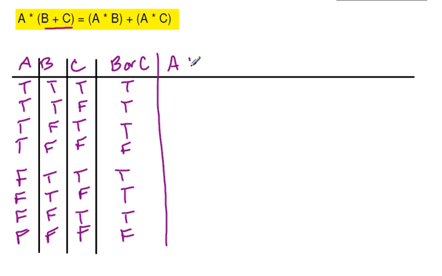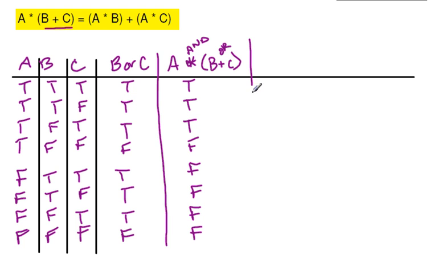A and B or C. So remember, this is and, and this is or. When I look at A and B or C, true and true gives me true, true and true gives me true, true and true gives me true, but the rest of these, true and false gives me false, false and true is false, false and true is false, false and true is false, and lastly false and false is false. So I've now checked the left side, and then now I want to work on the right side.